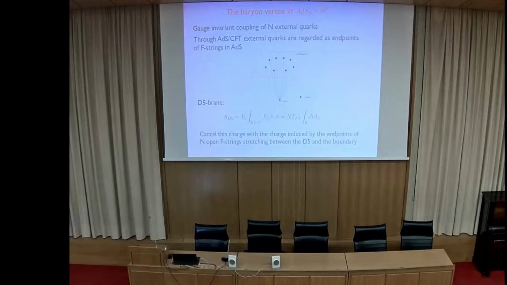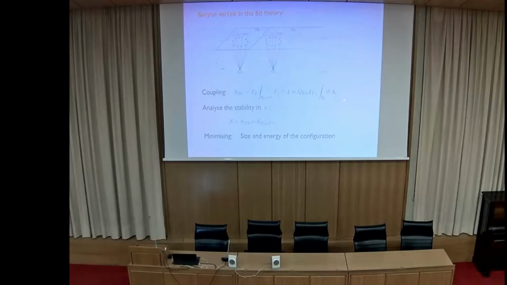Baryon vertex, this was the introduction just to recall what this is. But first we had to construct the baryon vertex in the 6D theory, since there are different gauge groups, because you have quiver constructions. Well, there are different baryon vertices that are D2s, but you can compute by looking at the action of the D2 vertex and the fundamental strings attached, which have endpoints on the quarks in the boundary theory.